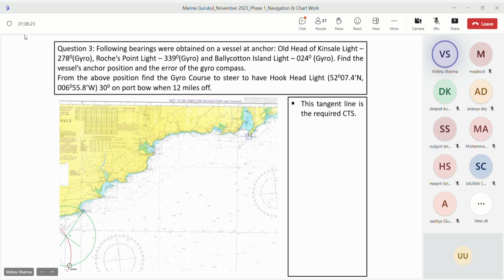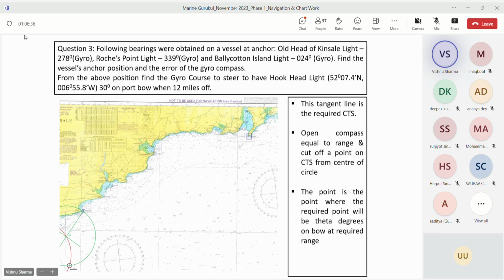The tangent line gives you the required CTS. Open the compass equal to the range and cut off a point on the CTS from the center of the circle. That will give you the position when it will be 12 miles off, 30 degrees on the bow. And you can just close out the question.